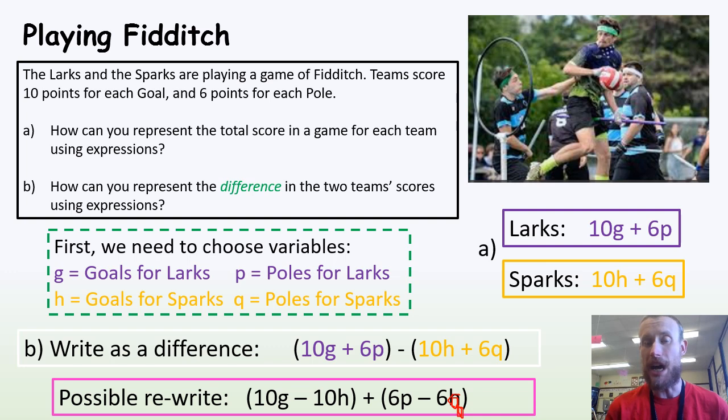Now you don't have to do that because again there's no like terms, so really the answer could just as well be what we had in B here. There's nothing that we can actually perform the subtraction on. We've just written it as a difference. Let's move on to the second example.